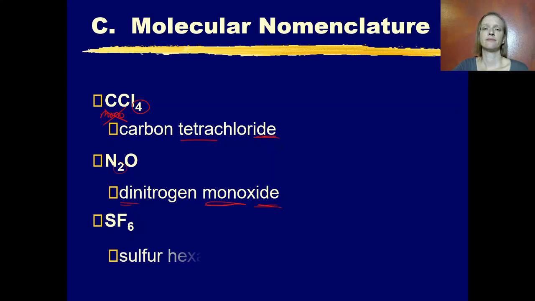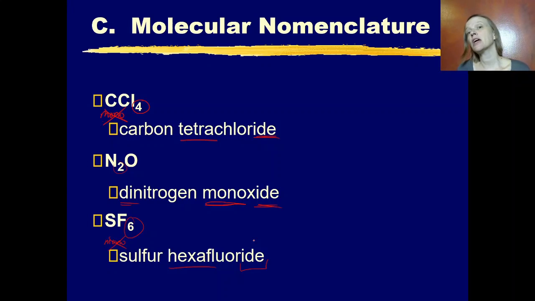Again, we change the ending of the element name to IDE. SF6. This is sulfur hexafluoride. Again, we do not use the mono prefix. Even though there's just 1 sulfur, we don't use the mono prefix because it's the first element listed. And then hexafluoride. Hexa means 6, and we change the ending of fluorine to fluoride.